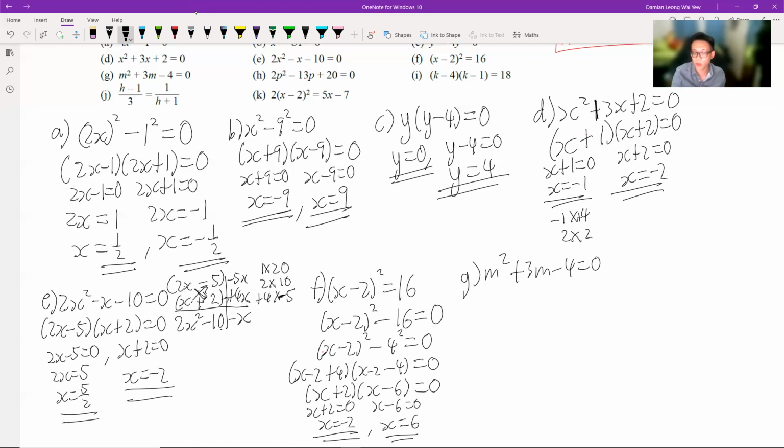It cannot be the other way. It cannot be minus 1 plus minus 4 plus 1. Because if minus 4 plus 1, then it's negative 3, minus 3m. But this is plus. So the 4 must be plus.